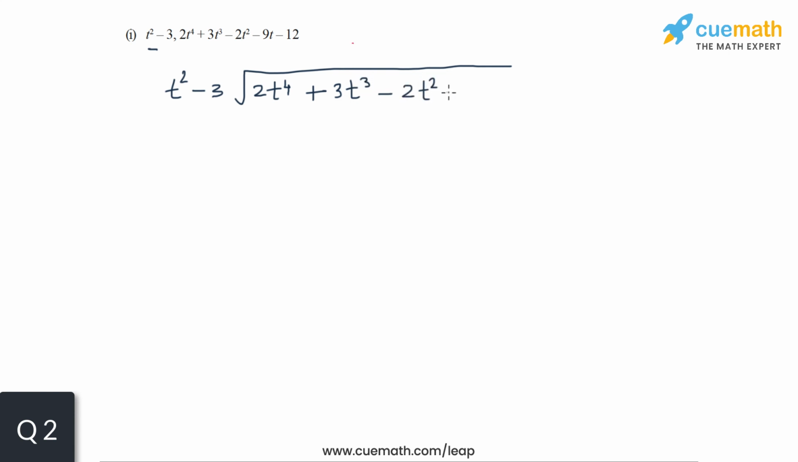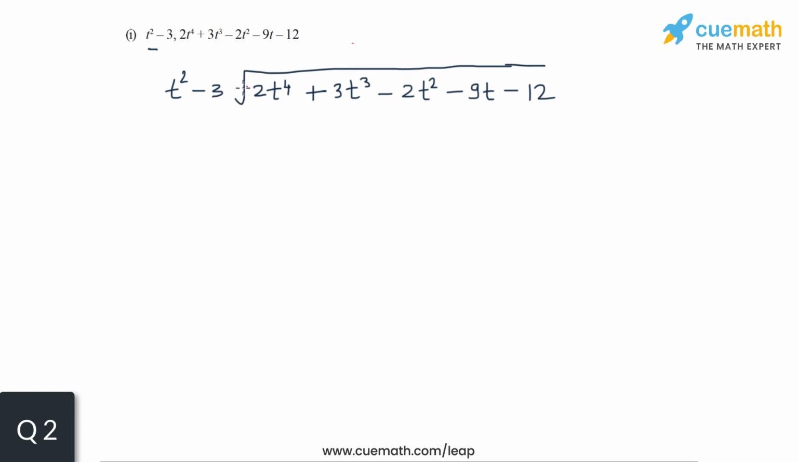So in part 1, the divisor polynomial is t square minus 3. So let's write that first, t square minus 3. And then let's write the dividend. So the dividend is 2t to the 4 plus 3t cube minus 2t square minus 9t minus 12. So this is the dividend. Now let's start with the long division process.